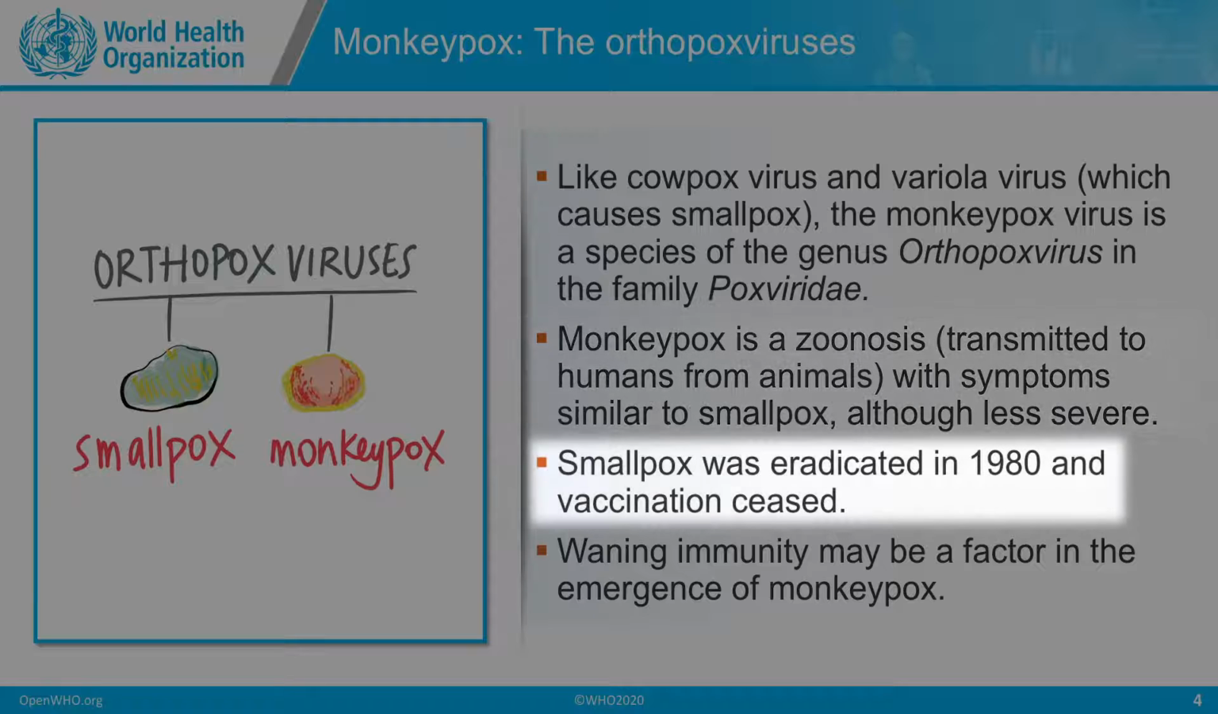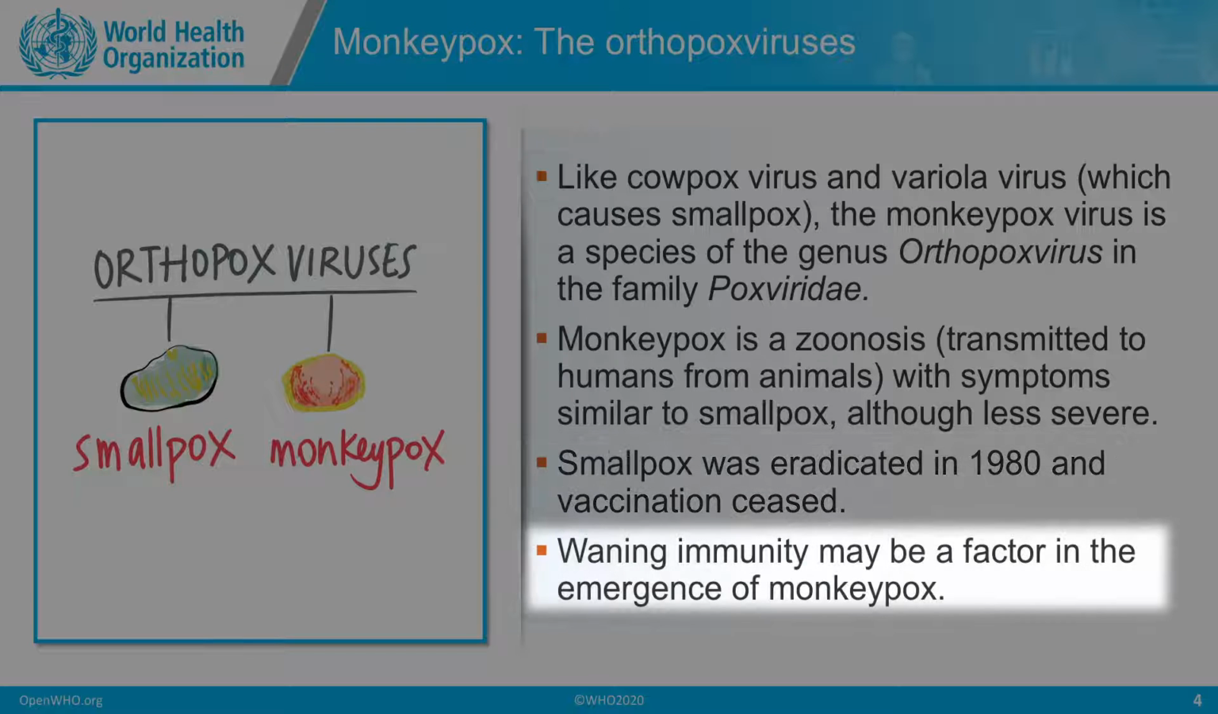I already mentioned that smallpox was eradicated in 1980, and during this eradication, the vaccine which was used was also partially effective against other orthopox viruses like monkeypox. So after smallpox was eradicated and the vaccination was stopped, the unvaccinated population also became more vulnerable to other orthopox viruses, including monkeypox.